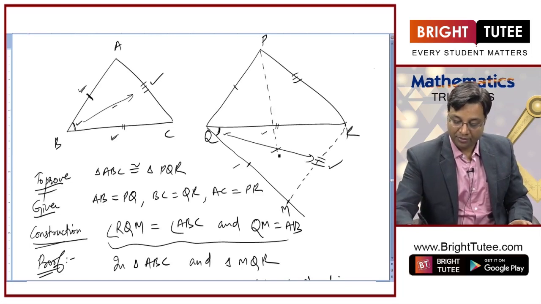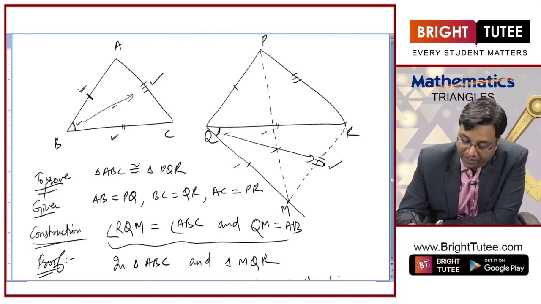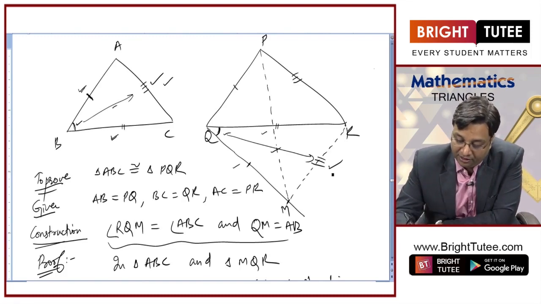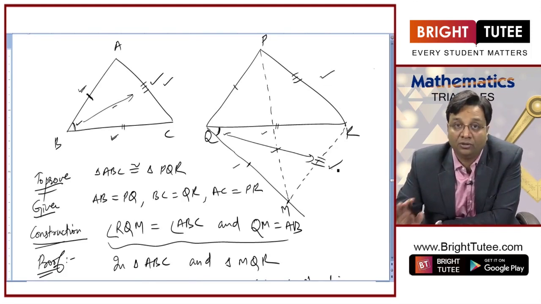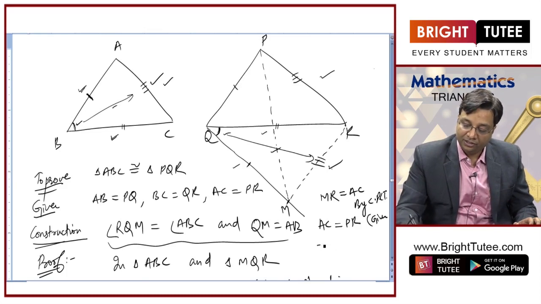Let me draw this line PM here. Now look at this. This side MR is equal to side AC. But AC is equal to PR. So PR and MR are also equal. What I am saying is MR is equal to AC by CPCT, but AC is equal to PR. This is given in the question. So I can say that MR is equal to PR.